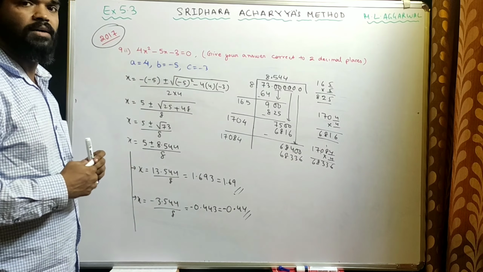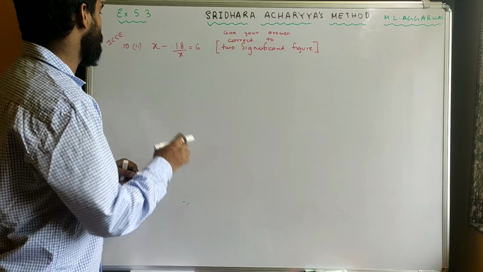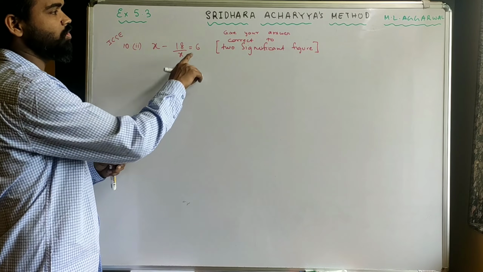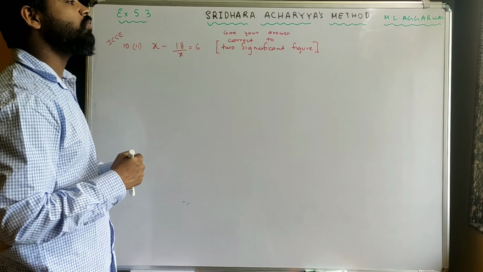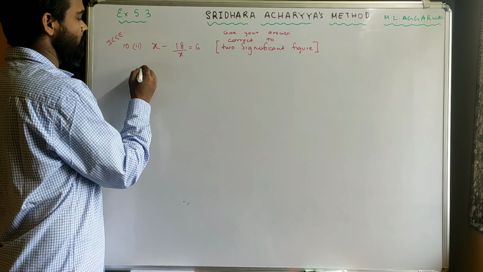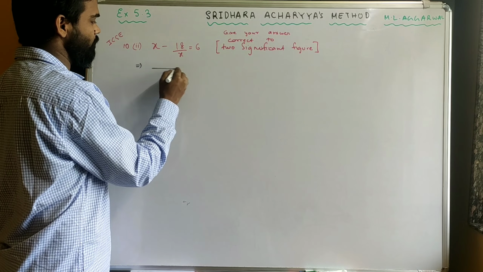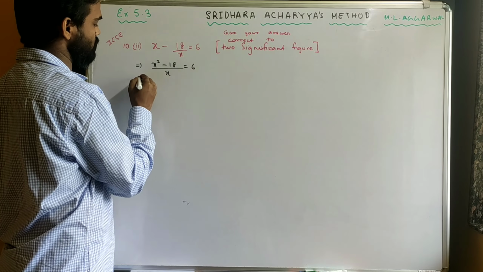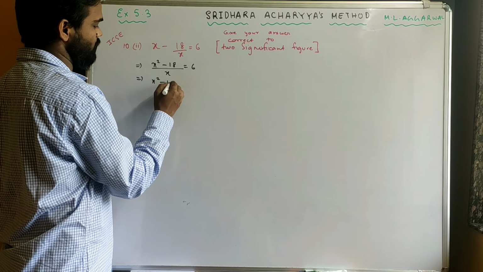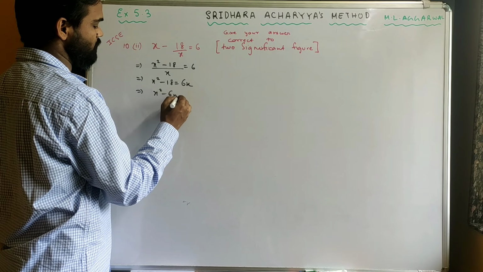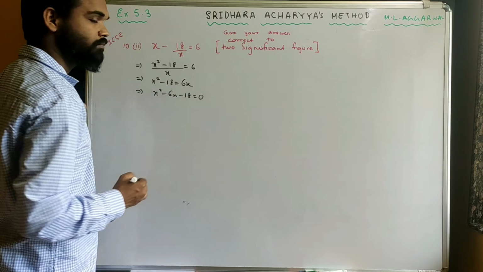Now let us look at the next sum. Now look at sum number 10 part 2. It came in ICSE. X minus 18 by x equals 6. Give your answer correct to 2 significant figures. Now first we'll write this in standard form. This is x square minus 18 equals 6x, which means x square minus 6x minus 18 equals 0.